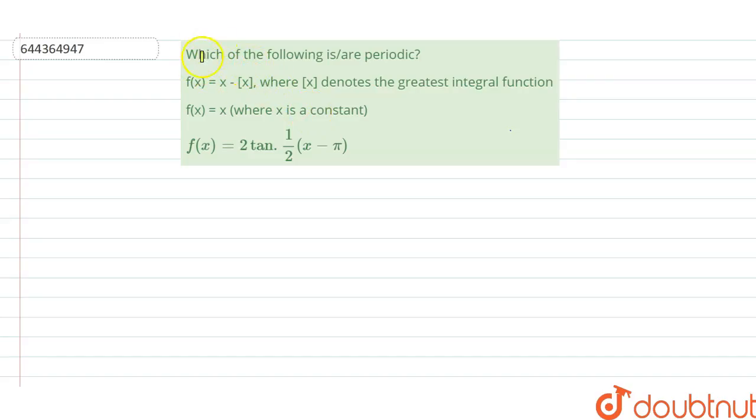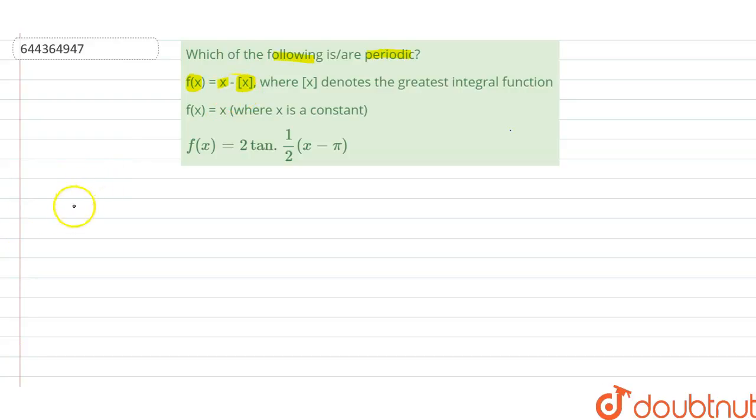Hello everyone. Question says that we have to tell which of the following are periodic. So the first function that we have is x minus greatest integer function of x. So let's check whether it is periodic function or not.